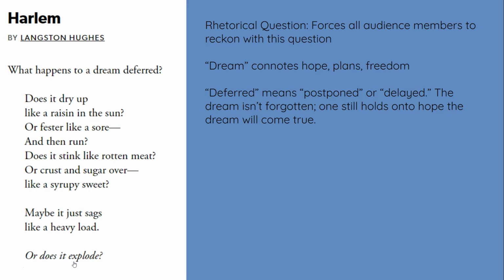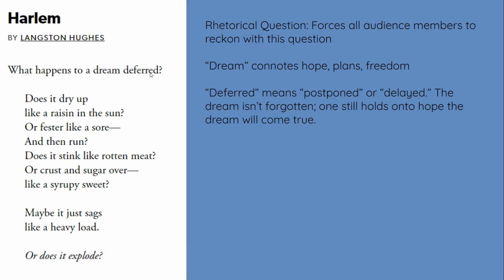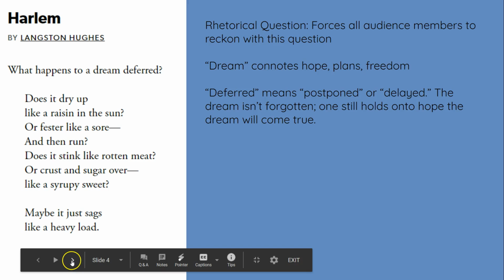So in this first section, when we see what happens to a dream deferred, this is a rhetorical question. It forces any audience member to reckon with this question. And so if we were to unpack this image of a dream, we know that a dream connotes hope, plans, freedom. And when we think about the word deferred, that means postponed or delayed. So the dream isn't something that's been forgotten. It is still held onto by the dreamer, and they're still hoping that the dream will come true. However, it is still postponed and delayed.